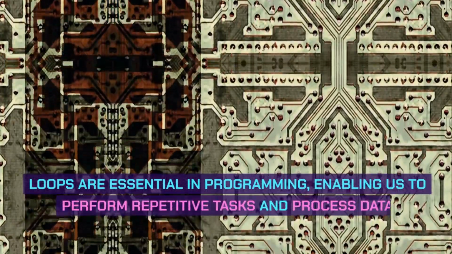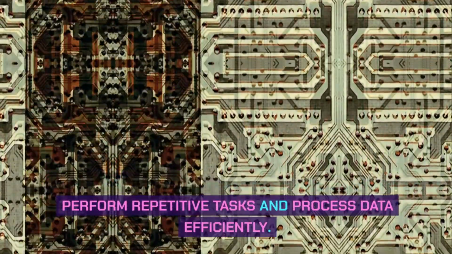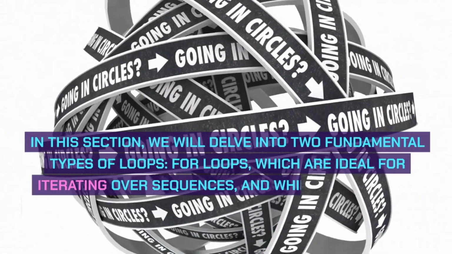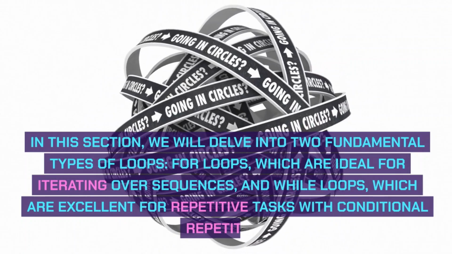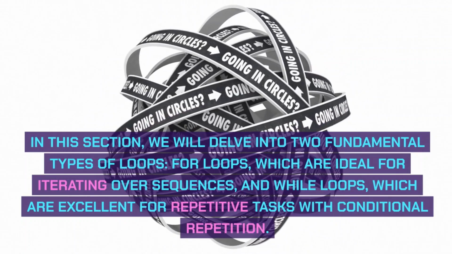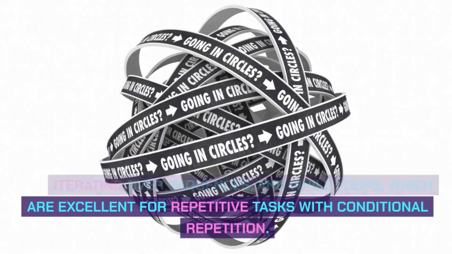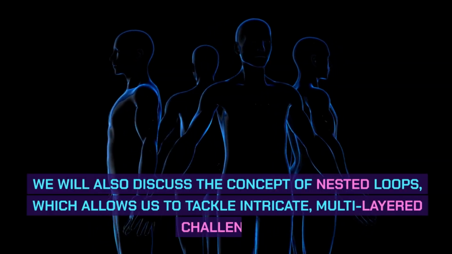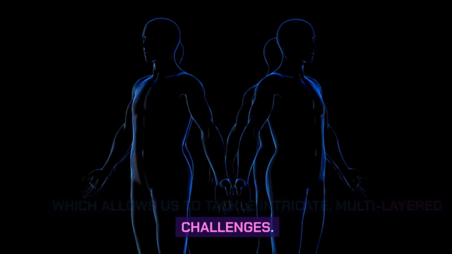Loops 2.4. Embracing Python loops. Loops are essential in programming, enabling us to perform repetitive tasks and process data efficiently. In this section, we will delve into two fundamental types of loops: for loops, which are ideal for iterating over sequences, and while loops, which are excellent for repetitive tasks with conditional repetition. We will also discuss the concept of nested loops, which allows us to tackle intricate, multi-layered challenges.